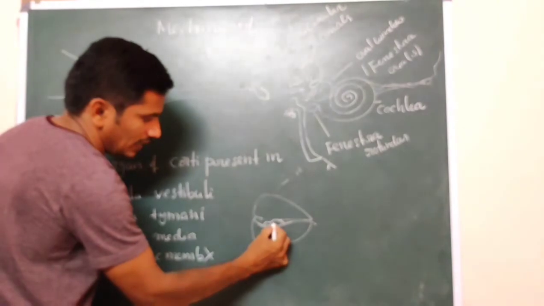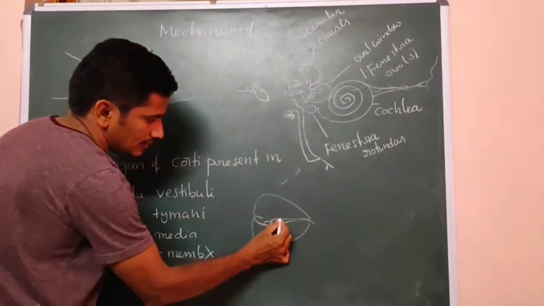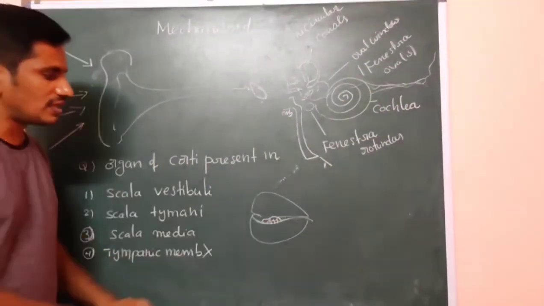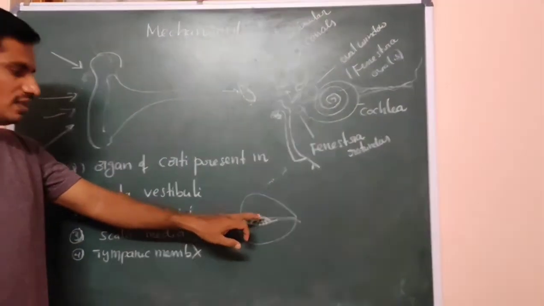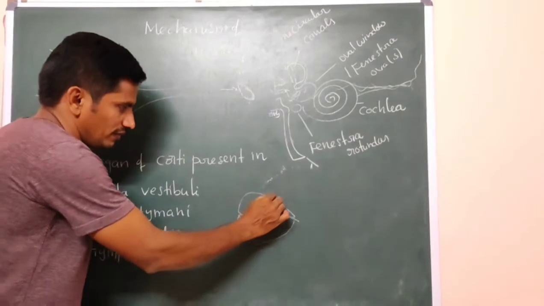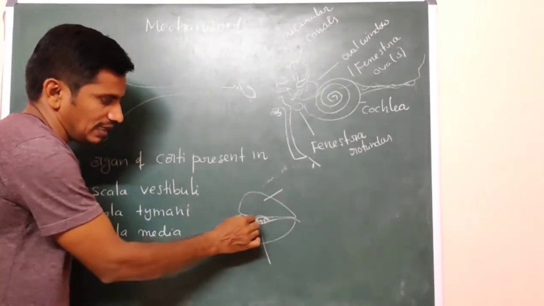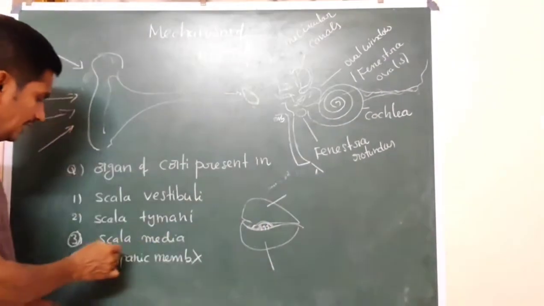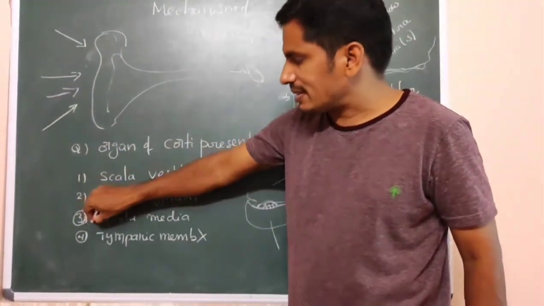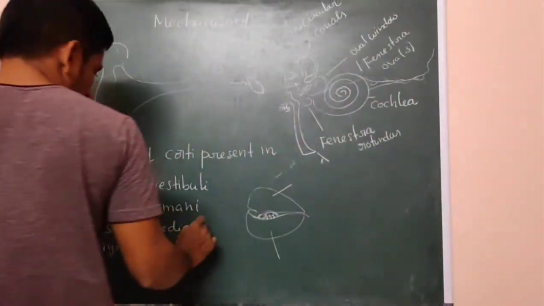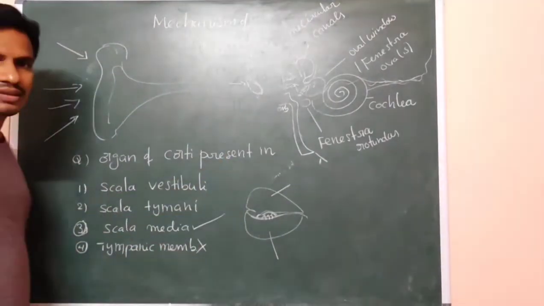Here the stereocilia are there. This complete structure is called the organ of Corti, which is on the basilar membrane. So among scala vestibuli, scala tympani and scala media, that's the reason the answer here is scala media. The remaining are not answers. Scala media is the answer.